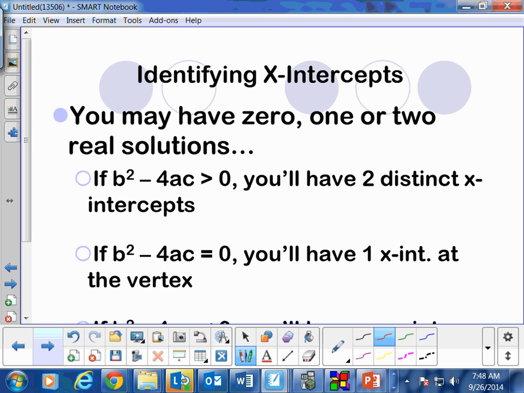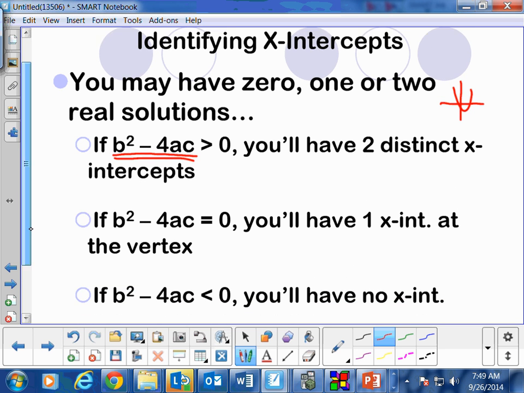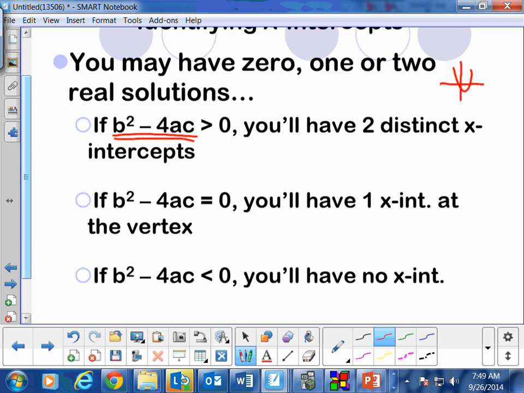Now, one of the things that's going to occur is sometimes you'll have parabolas that do a couple of things. You'll have a parabola that most commonly will sometimes hit both. So one of the things you could do is that if b squared minus 4ac is greater than 0, you'll have two distinct x-intercepts.